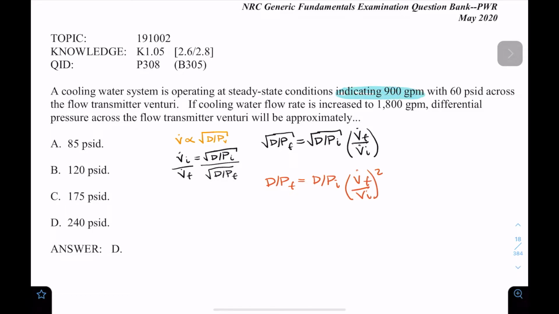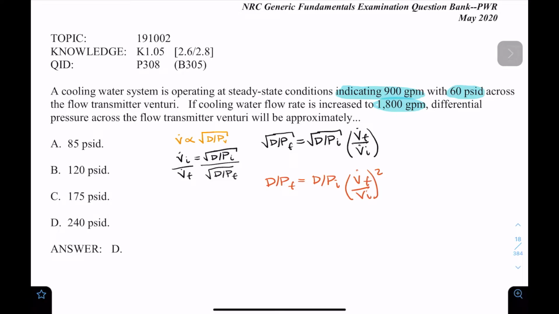indicating 900 gallons per minute with a 60 psid differential pressure across the flow transmitter Venturi. If the cooling water flow rate is increased to 1800 GPM, the differential pressure across the flow transmitter Venturi will be what? So in this one, we just need to use the relationship, right? We use our relationship: volumetric flow rate is proportional to the square root of the differential pressure of the Venturi. So this is the relationship that we're using.